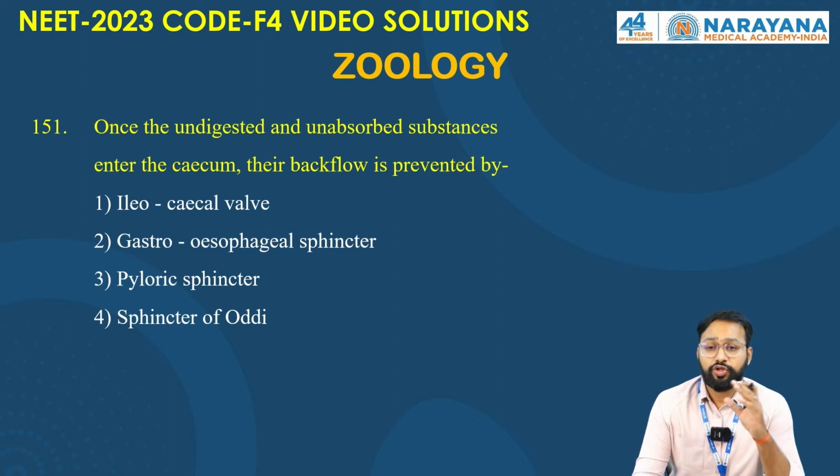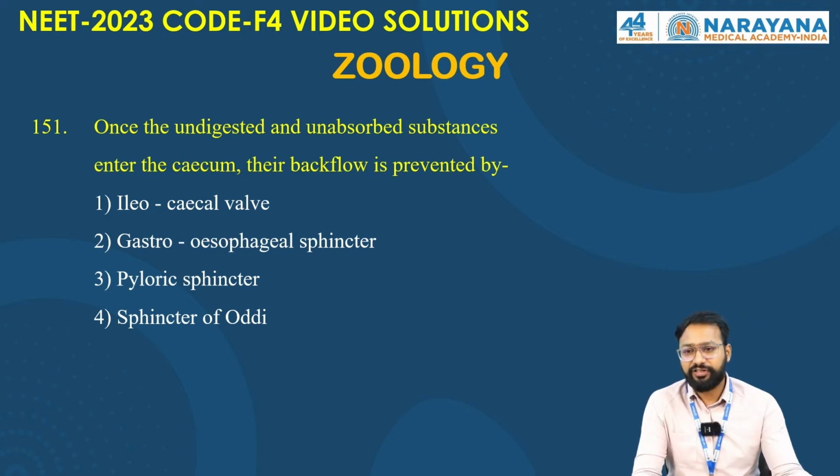Right? And first, talking about the zoology paper, comparatively it was an easy paper where more number of match the following questions were asked. Around 10 to 12 MCQs in the form of match the following were asked in this paper, which is relatively easy. So without further ado, let us start with the discussion of question number 151.